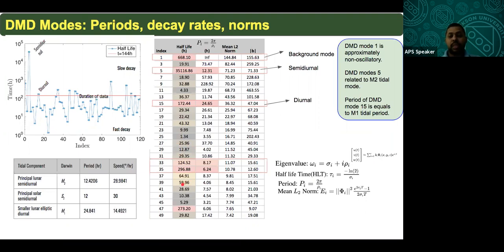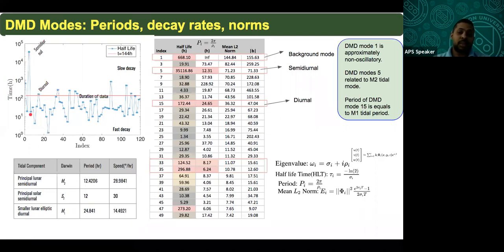This table shows the detail about each mode, like half-life time and period and L2 mean contribution and the magnitude. Then this figure shows the detail about the half-life time, compared with the original time length we consider. We can see some of the modes have a big half-life time, which means they are slowly decaying.